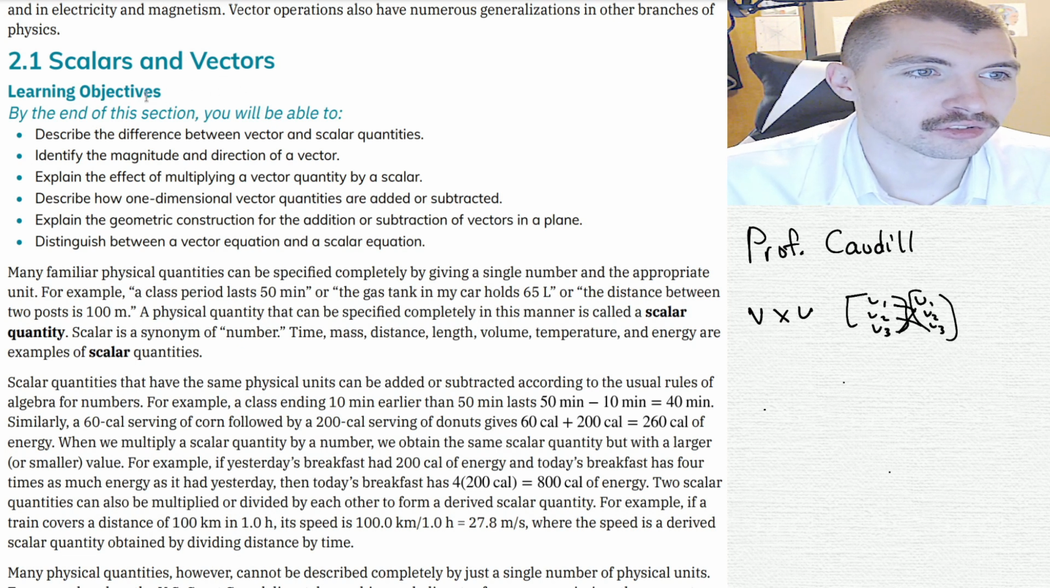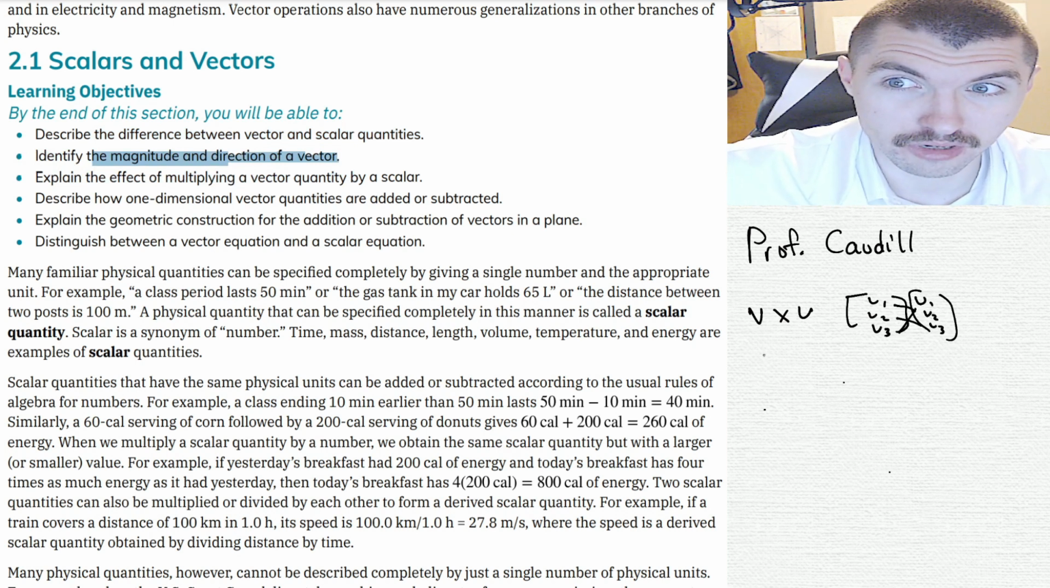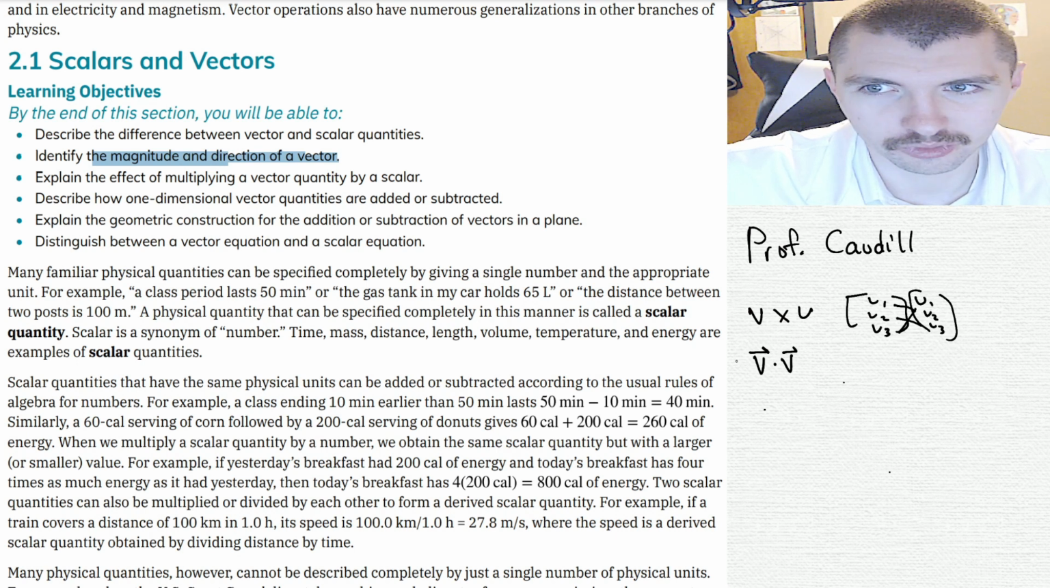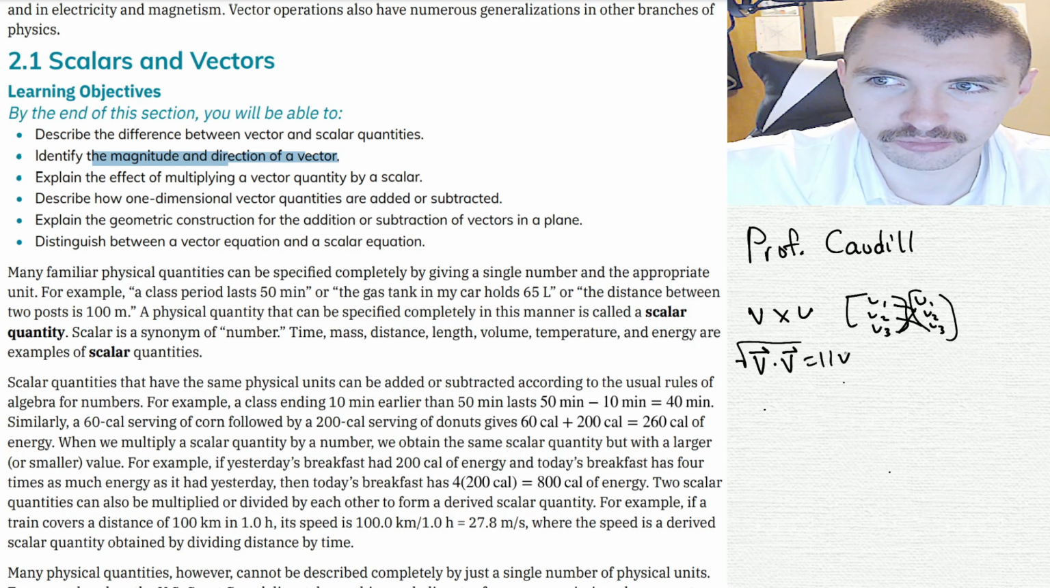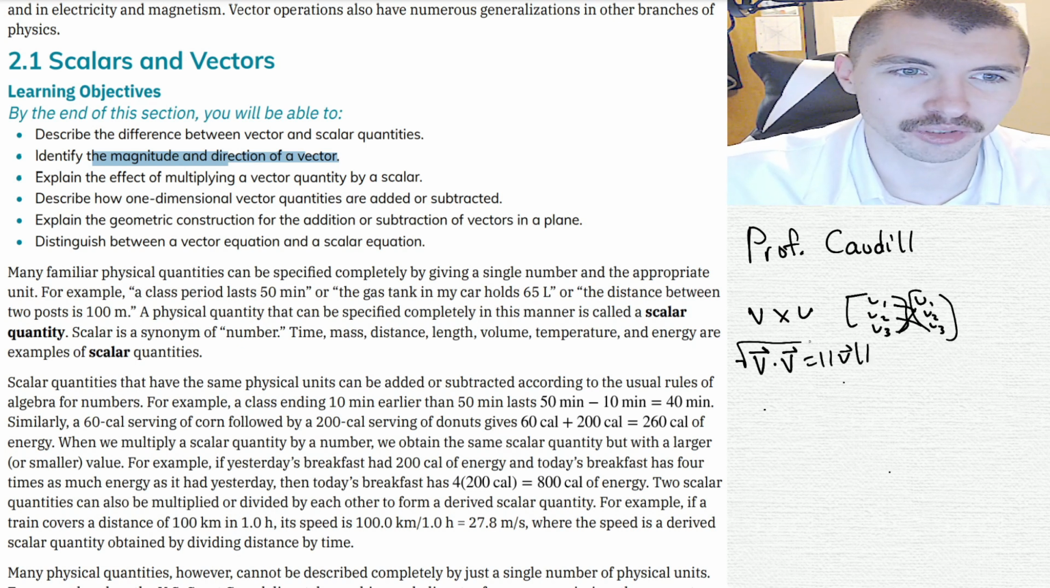Scalars and vectors. So what's the difference between a vector and a scalar quantity? Magnitude and direction of a vector. So what is that? I think that's the norm. Is that the norm? It's like you have a vector v times vector v. What is that? Square root of it equals the norm of vector v. That's just from memory.